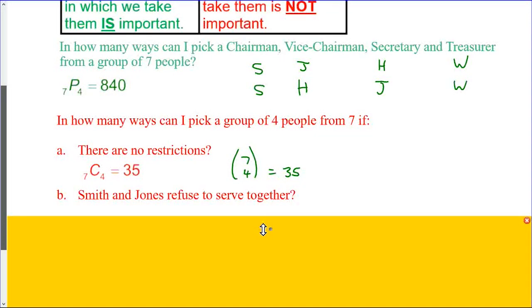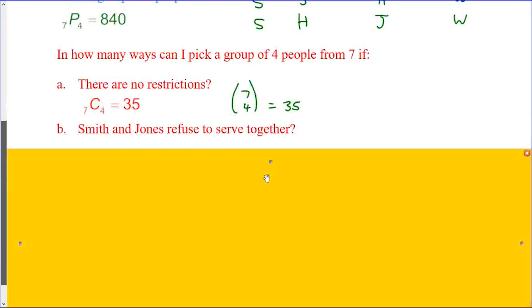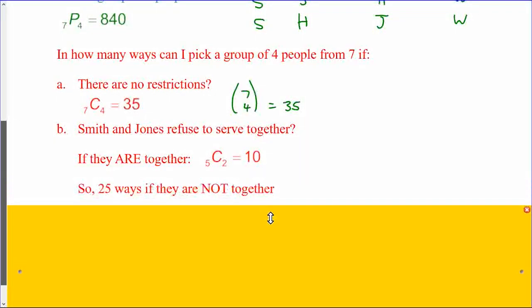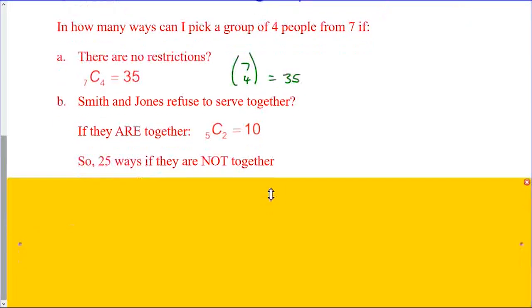Right. What about if Smith and Jones refuse to serve together? Well, here I'm going to use a conceptual trick of forcing them to be together, right? In which case I need another 2. So Smith and Jones are already chosen. So I've got 5 people left and I need to choose a further 2. 5 combination 2 is 10. Right. Now remember, there were 35 groups in total. 10 of them involve Smith and Jones together. So in fact, 25 of them will involve Smith and Jones not together.